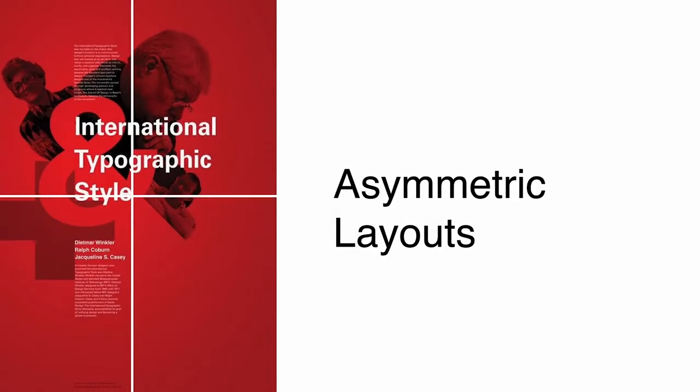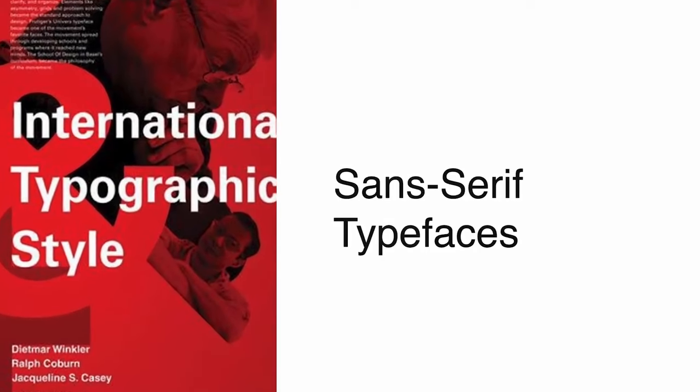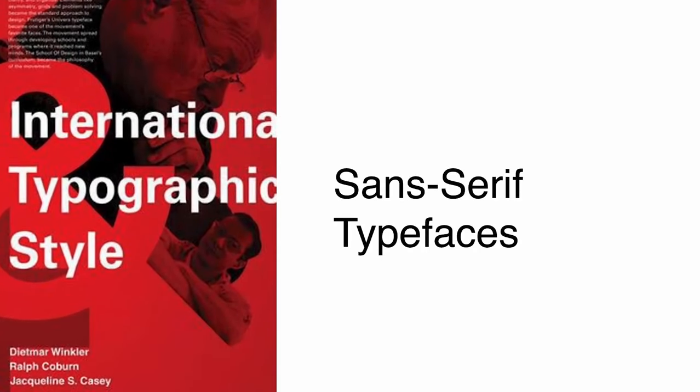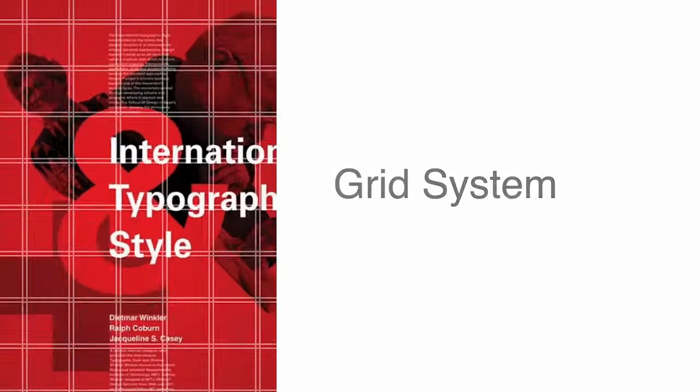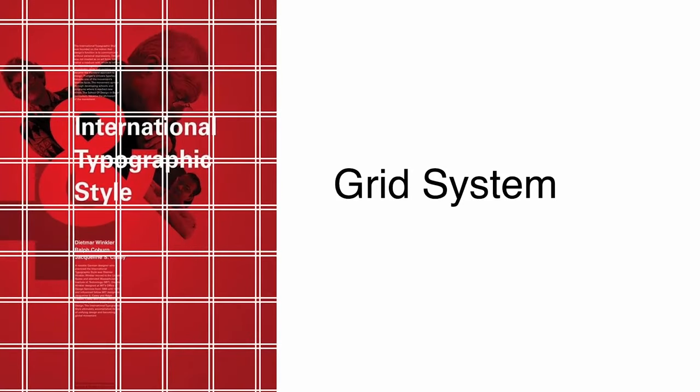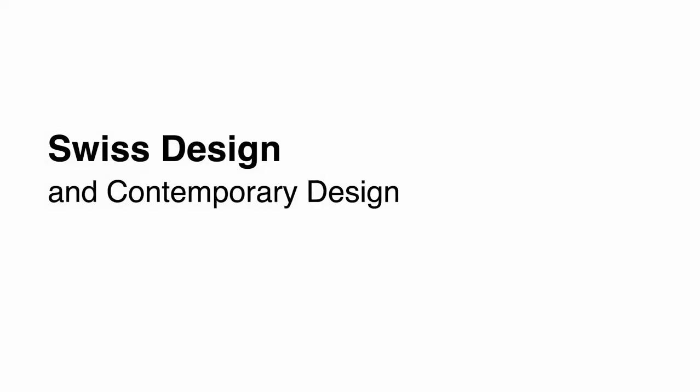Swiss design is characterized by asymmetric layouts with text aligned flush left. A preference for sans serif typefaces like Akzidenz-Grotesk and Helvetica, and the use of photographs over illustrations. One of its defining features is the use of a mathematically determined grid system to arrange design elements. But here's the exciting part.